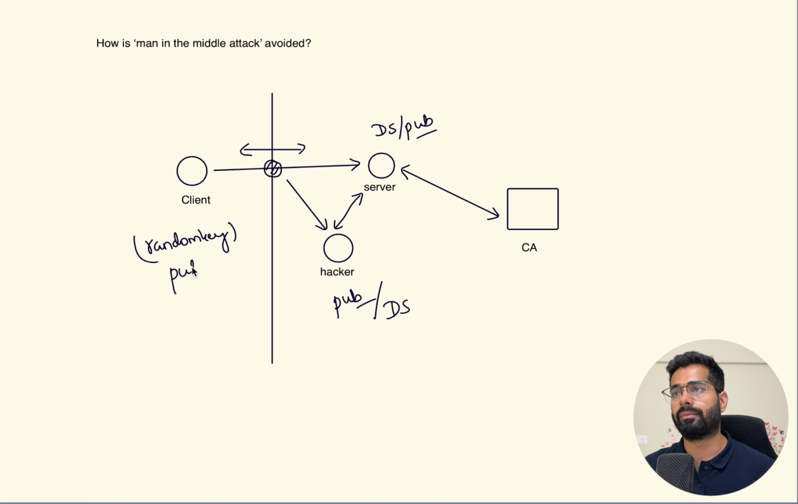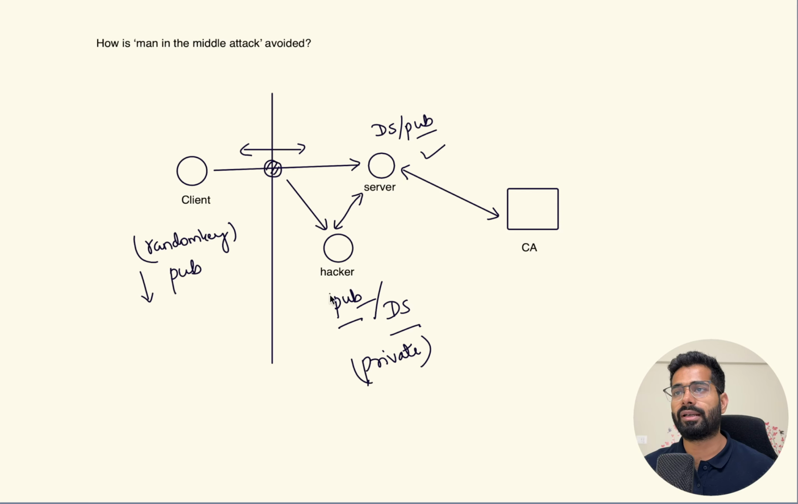uses the public key of the server, and routes back the request. Now this hacker, although it knows the public key as well as the digital signature, does not have the private key. The private key still lies with the actual server, so the hacker will never be able to decrypt this message, and so no TLS connection will be made, and the TLS connection request will fail.